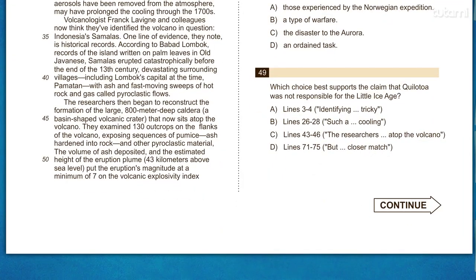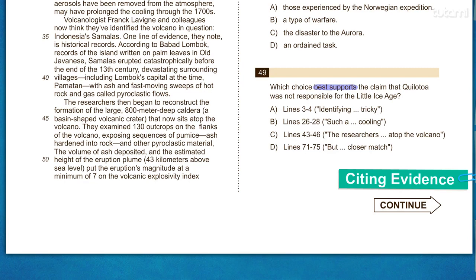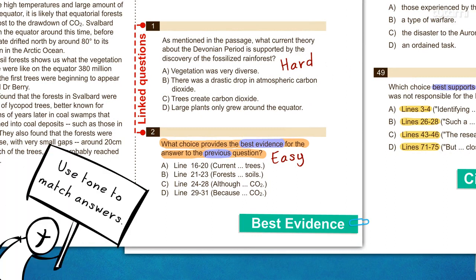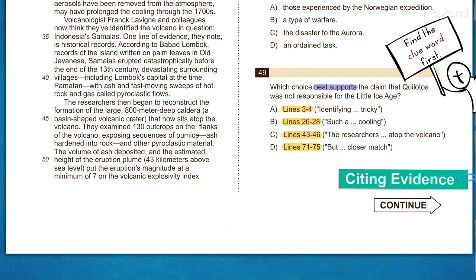So if we take a look at question number 49 from this actual College Board test, we can see that we're dealing with a citing evidence question because we see the trigger word, best supports. We also see a series of line references in the answer choice and do not see the word previous in the question. Well, contrary to best evidence questions where we simply need to rely on the previous answer and then use tones to match our answers, for citing evidence questions, we need to do something slightly different, which is to find the clue word first.